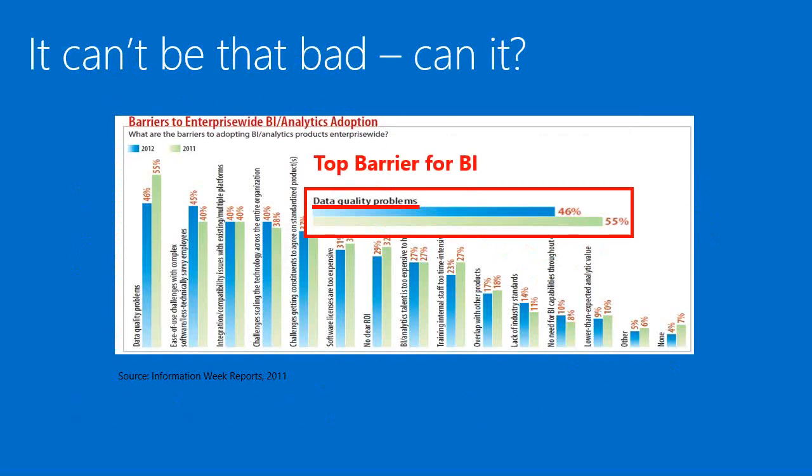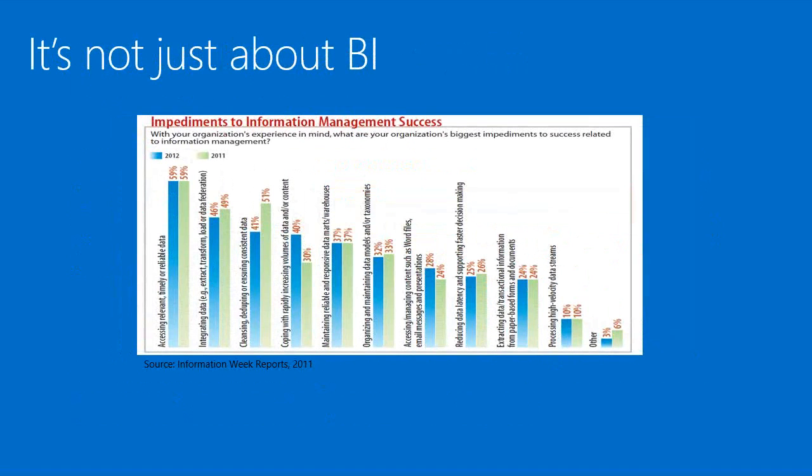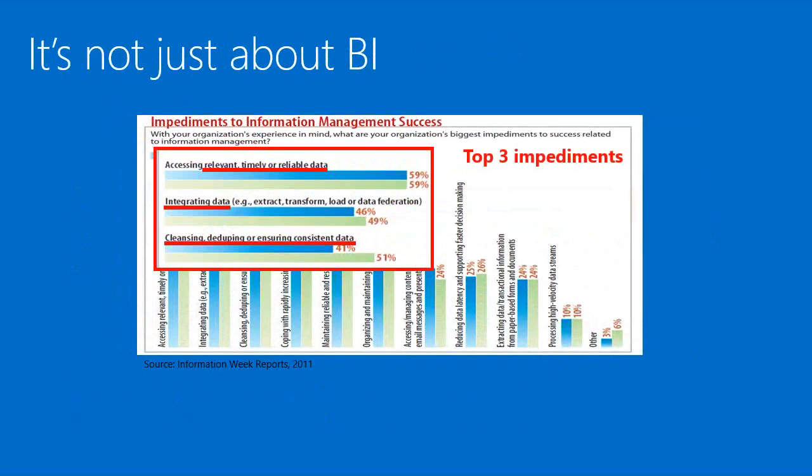But it's actually more than that. We're focusing on business intelligence during this webinar, but in relation to general IT adoption and general information management success, a similar theme emerges. What are the biggest impediments? It's around relevant, timely, reliable information. It's around integrating your data. It's around cleansing and deduping and ensuring consistent data. That's the message that we're hearing from our customers, and it's backed up by some of this empirical research again, okay?